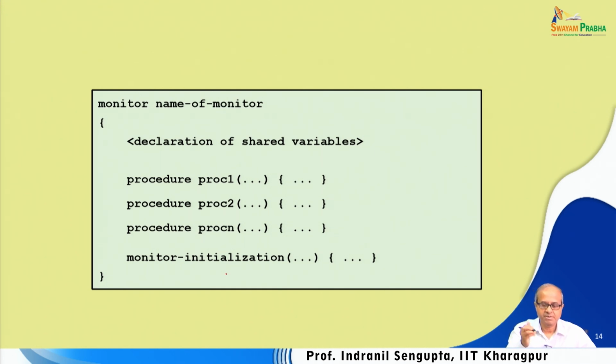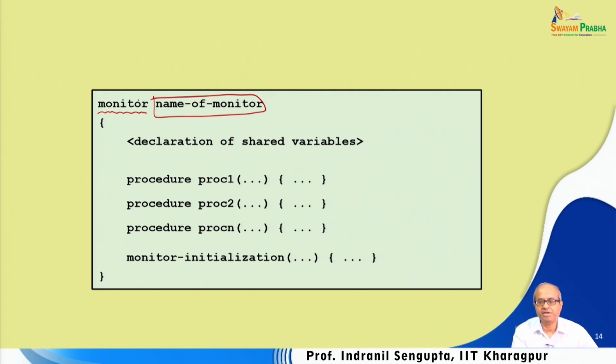Here I said that this is not corresponding to any particular language. This is a hypothetical notation we are using. Different programming languages use different notations and keywords. Let us say our convention is that we would be using the keyword monitor, saying that this is a monitor that we are defining. We specify a name, this is the name of the monitor.